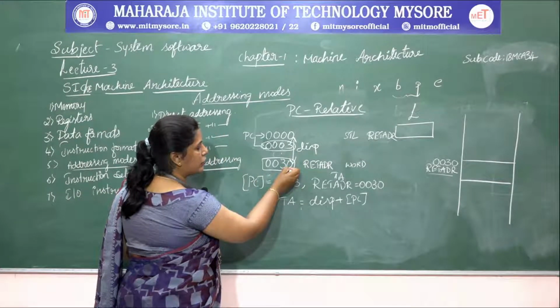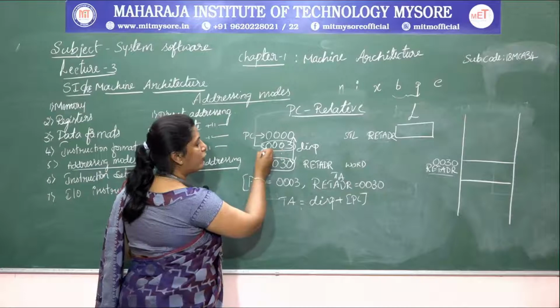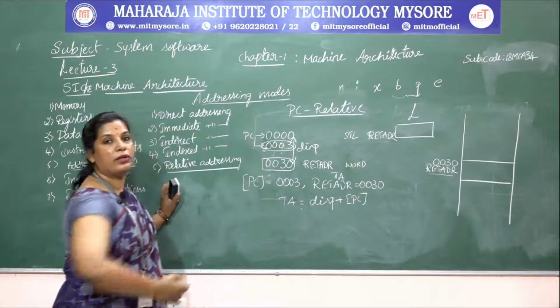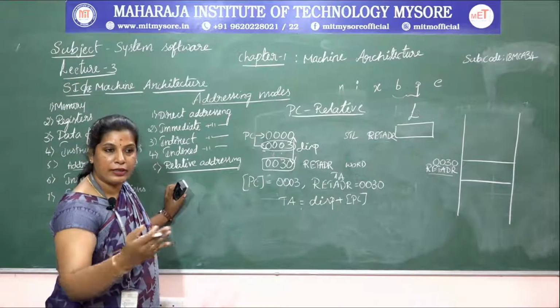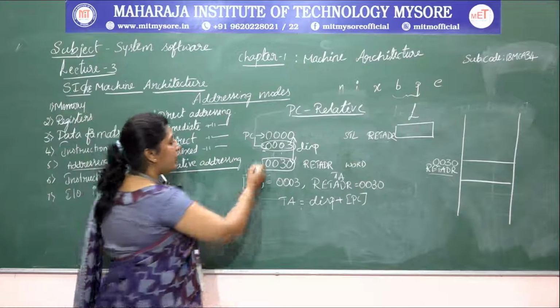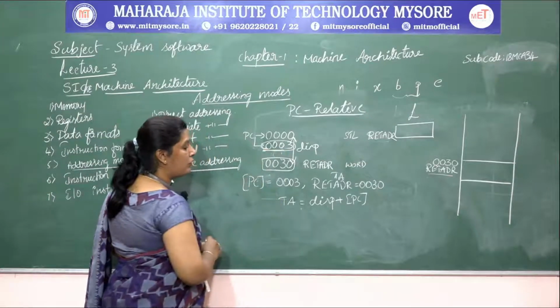What is the target address? 0030. So what is the program counter value? Once the instruction is fetched out, immediately the program counter will be incremented, pointing to the next instruction. The next instruction is to be fetched, so the program counter value is 0003.